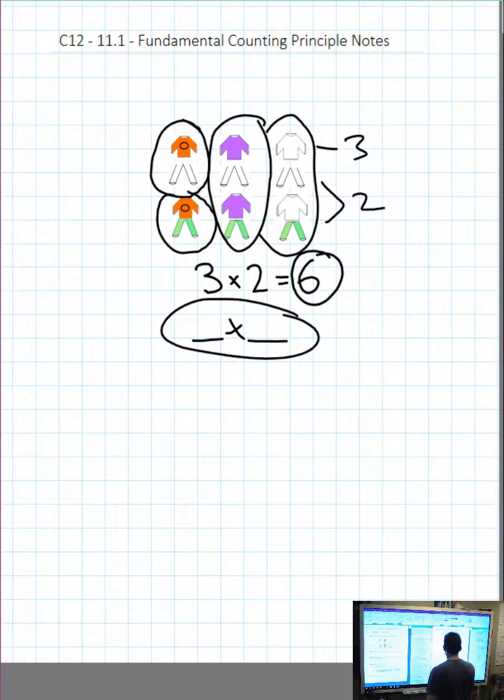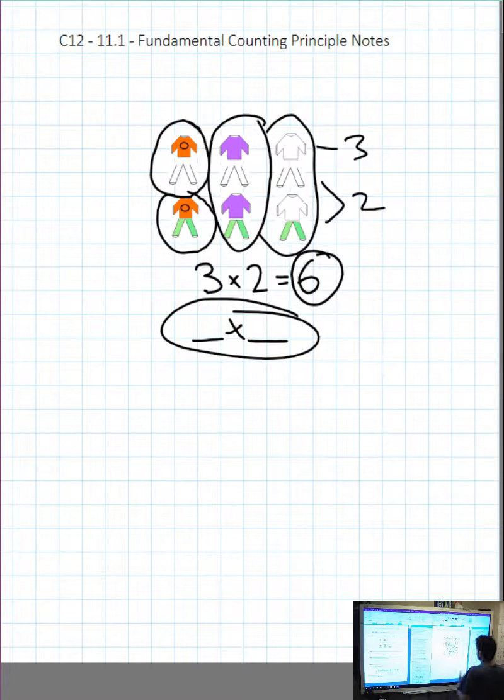Now, we usually call this blank times blank. And that's going to be a setup we're going to use. Blank times blank, times blank times blank times blank. We're going to multiply the number of things that we have of each type of thing together to find out the total number of ways.